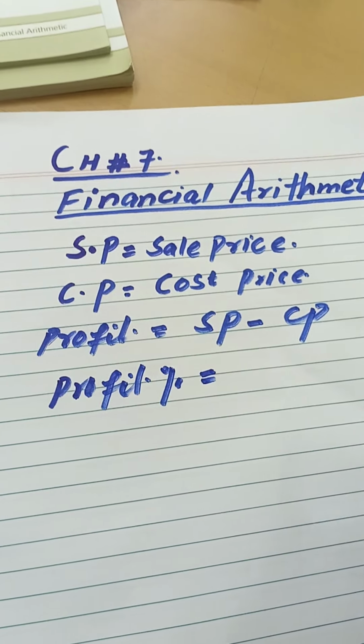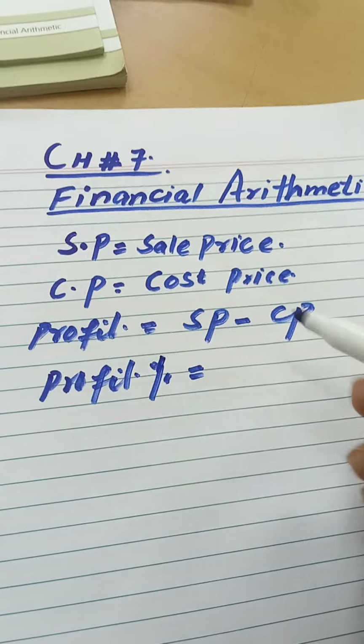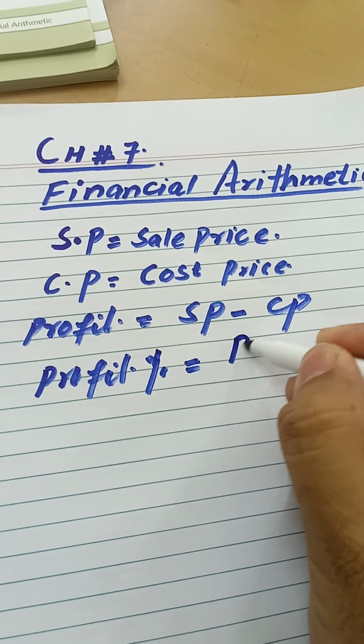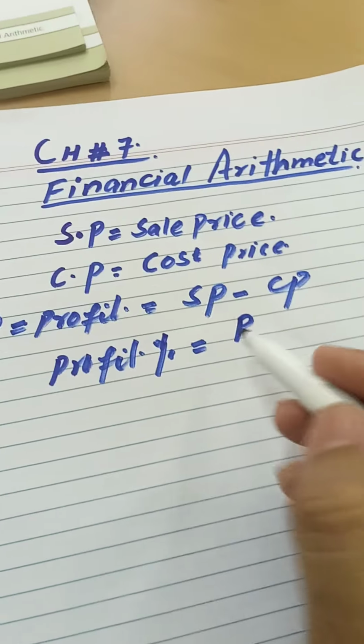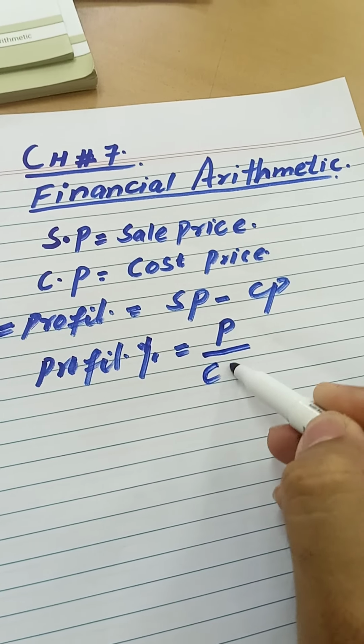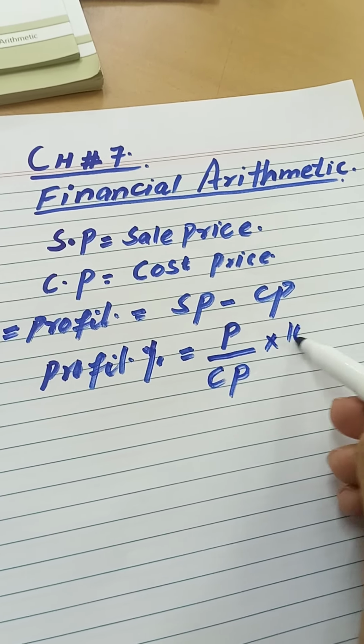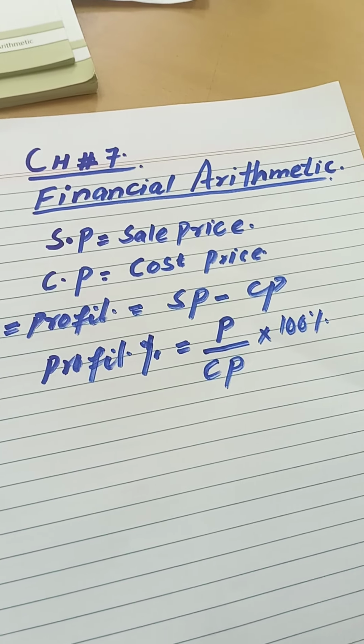Then the next formula is profit percentage. If we say find the profit percentage, P is for profit. So P over cost price multiplied by 100%. That is the profit percentage.